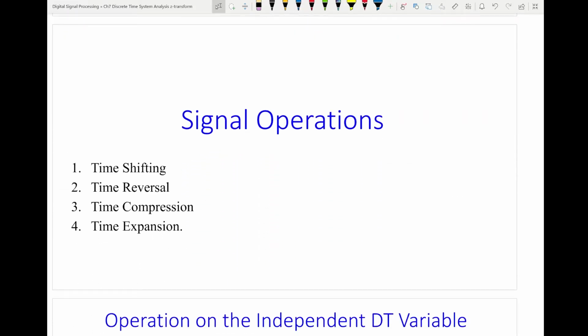Okay, so let's start with signal operations. In signal operations, we will cover these important operations. The first one is time shifting, basically delaying the signal or advancing the signal. Time reversal, when we rotate the signal around the vertical axis. Time compression, when we reduce the samples. And time expansion, when we expand the signal.